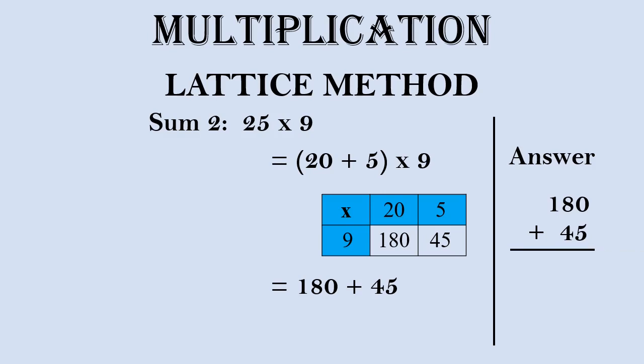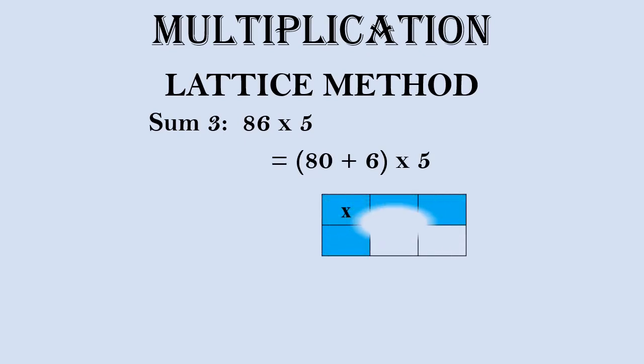5 plus 0 is 5. 18 and 4 is 22. If you're multiplying it in single rows, then 8 plus 4 is 12. We have carried over 1 and we have written 2 in the tens place, and 1 plus 1 is 2. So 25 multiplied by 9 is 225. The third sum, 86 multiplied by 5 is 80 plus 6 multiplied by 5.